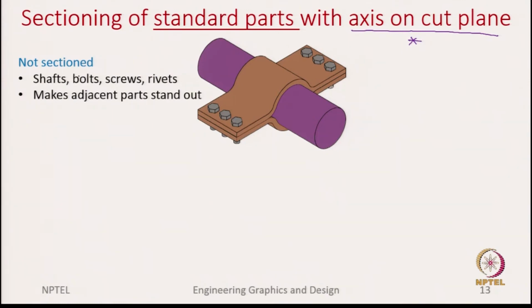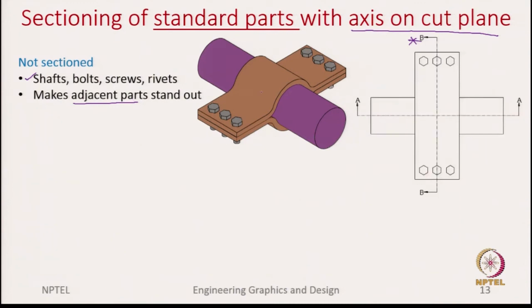So, what are the standard parts we are talking about? We are talking about shafts, bolts, screws and rivets, and the reason why we do not show the sectioning is to ensure that the other adjacent parts stand out. So, we do not want to focus more on the standard parts, but instead on these custom parts which you have designed. So, how do you make them stand out? By avoiding hatching on the standard parts.